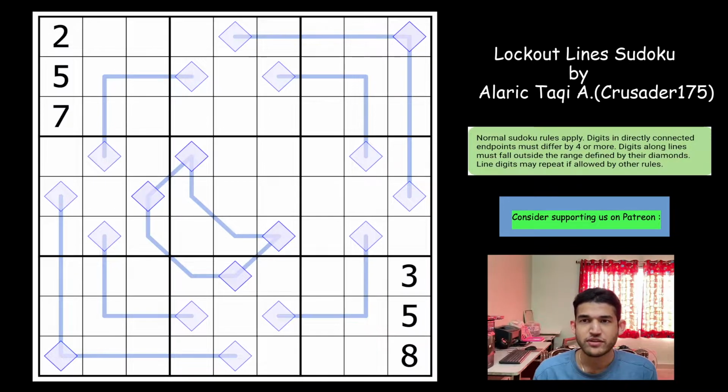Today I'm going to solve a Lockout Line Sudoku created by Alaric Taqi, Crusader 175. This Sudoku has been taken from the Logic Masters Germany portal, and the reason I'm covering it is that it is in the Indian Sudoku Championship, which is happening offline this weekend. It is weighed at about 75 or 70 points, I think, in round 3. So I thought of making a video on the Sudoku.